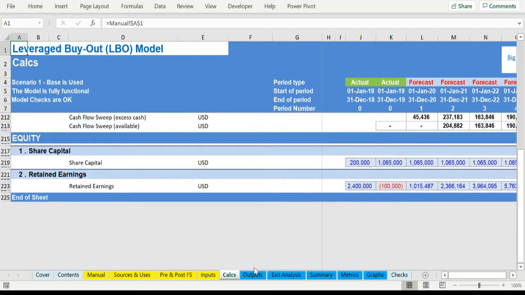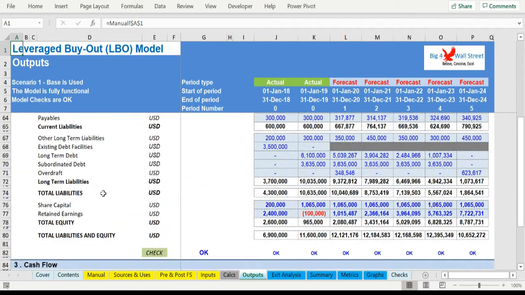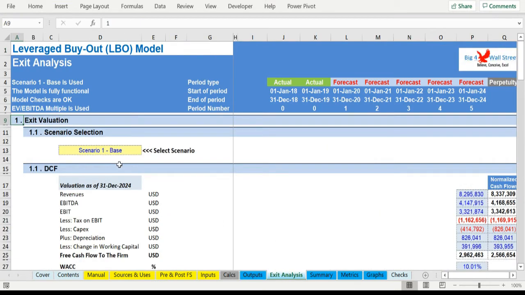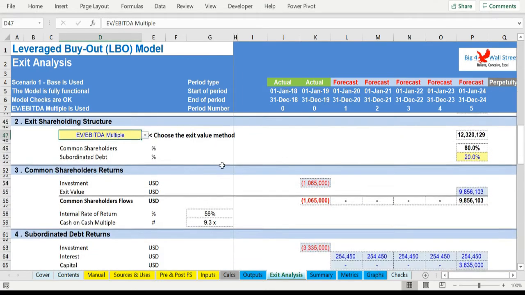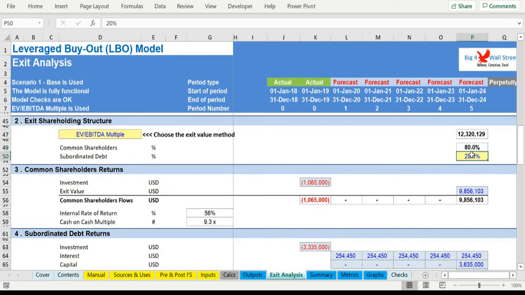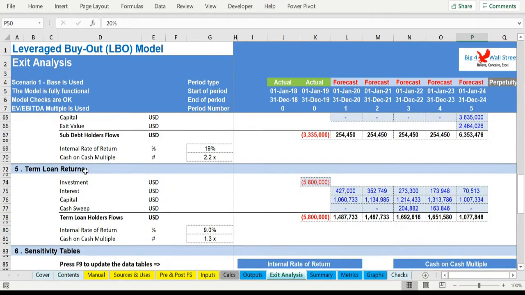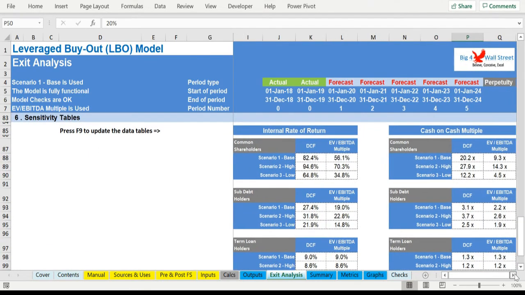In the Outputs tab, everything is aggregated into the relevant statements, profit and loss, balance sheet, and cash flow on a yearly basis. In the Exit Analysis tab, the user needs to select the scenario to be used, as well as the method to calculate the exit value of the company, DCF or enterprise to EBITDA multiple, and the percentage of the equity allocated to common share and subordinated debt holders. The internal rates of return are calculated as well as the cash-on-cash multiple for term loan, sub-debt, and common equity holders. Finally, sensitivity tables are derived to take into account all three scenarios and both exit value methods.